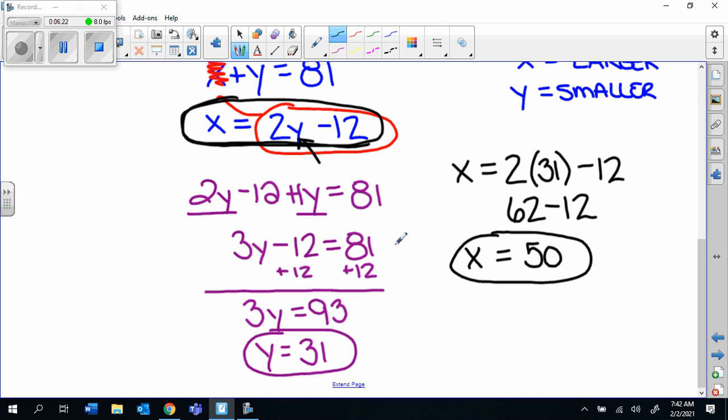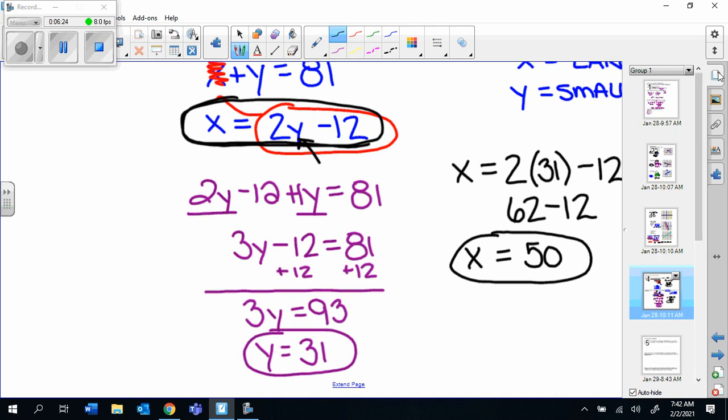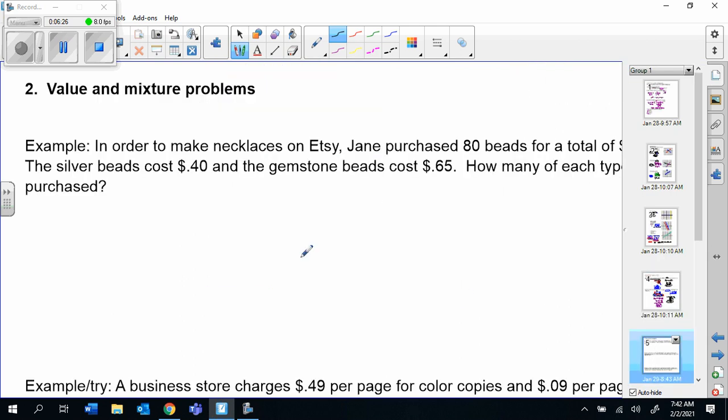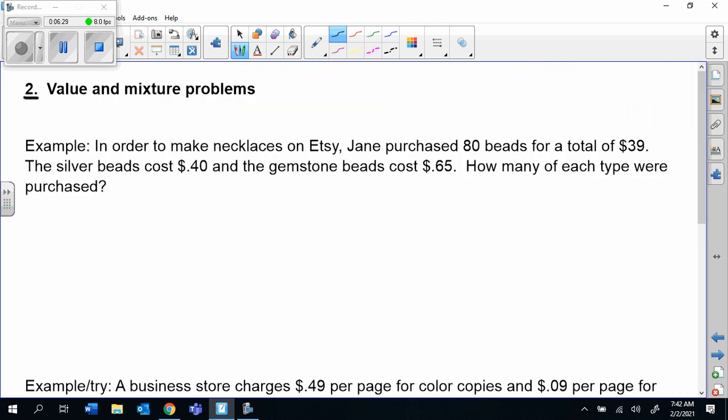All right, so that's kind of the translating. You'll see some of those on the homework, but not too many. The majority of our problems are going to be in this category here, value and mixture problems. You will find, if you go online or you read the textbook, that there are multiple ways to teach this method. A lot of times there's a column or a table of values, some type of chart.